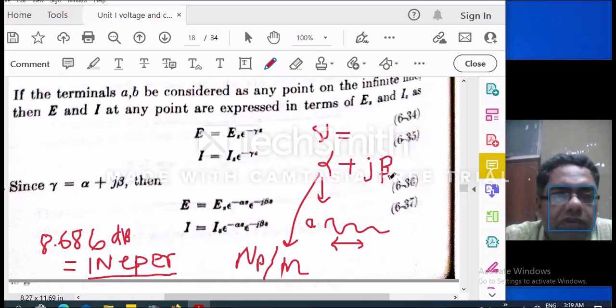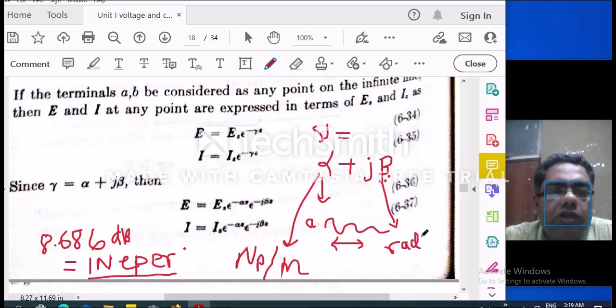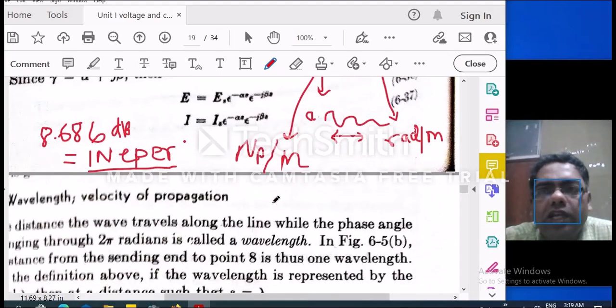And beta is the phase change for unit distance, so the unit of beta is radians per meter. That means when the wave travels unit distance, how much the phase changes, that is radians per meter. So that is how it is getting split. E to the power minus gamma s, I can write as e to the power minus alpha plus j beta times s, and we get it like this.